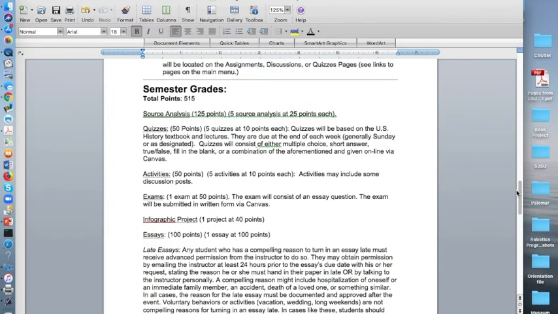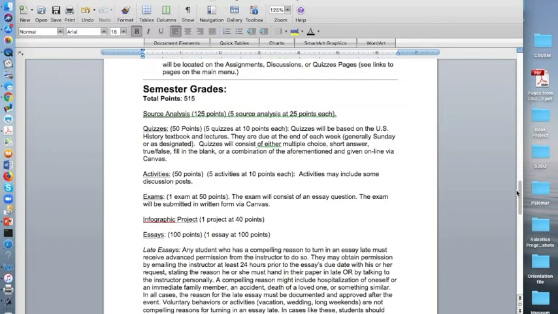Your semester grades. There is a total of 515 points in this course. Your source analyses are worth 25 points each, and there are 5 of them. Your quizzes are worth 10 points each, and there are also 5 of them. Same goes for activities, 5 activities at 10 points each. You will have 1 exam, 50 points total for the exam.